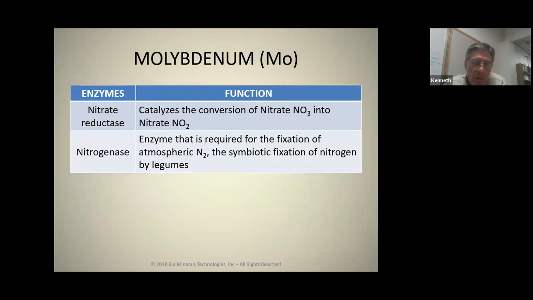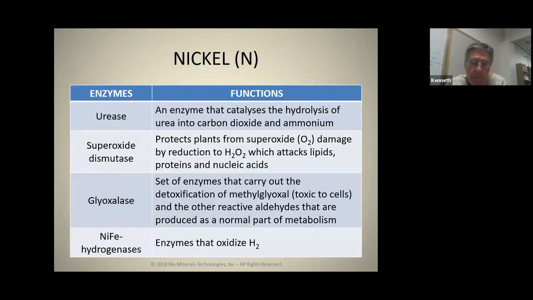You look at molybdenum. This is altering the nitrate reductase and the nitrogenous enzymes. This is the conversion of our nitrates into nitrites. This is the conversion of our atmospheric gas into symbiotic microbial nitrogen for legumes. This is how it works. If molybdenum's not there, the microbe and or the plant can't make these alterations. Nickel, you've got to have it for your urease enzymes and also for your superoxide dismutase, which is a wonderful, wonderful free radical eliminator.